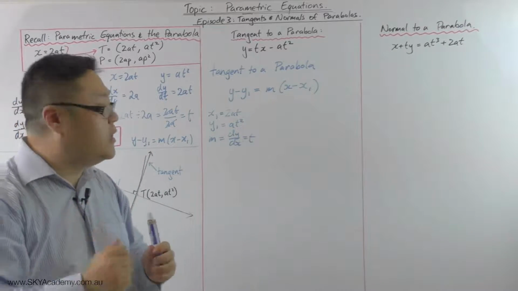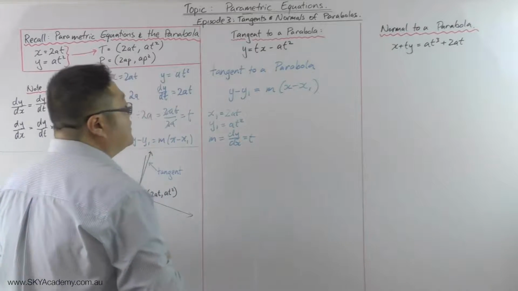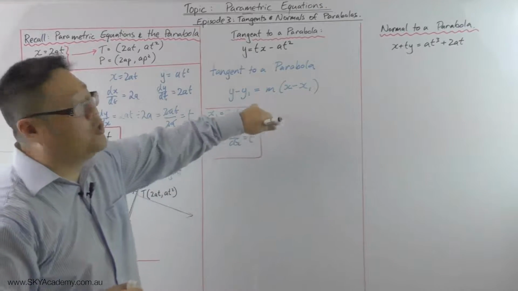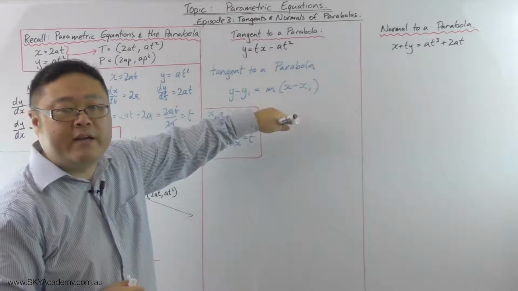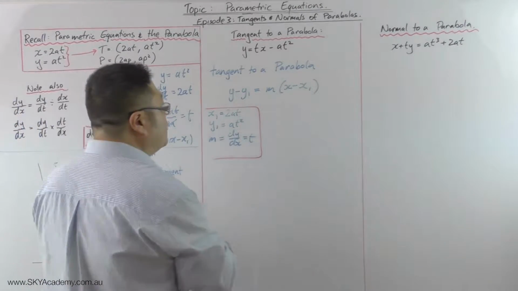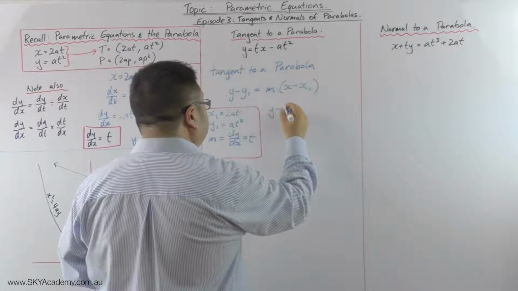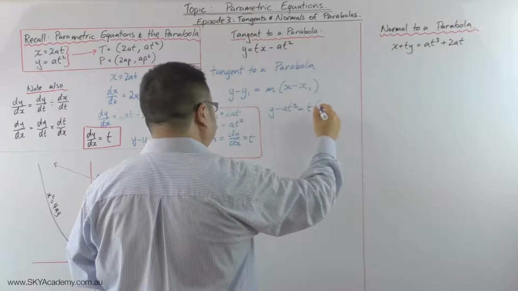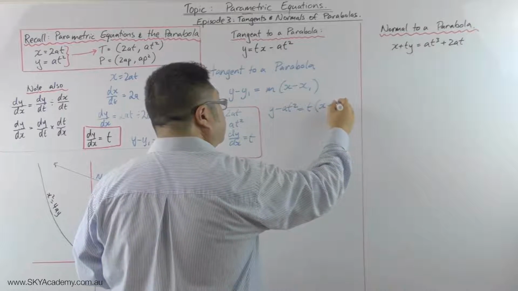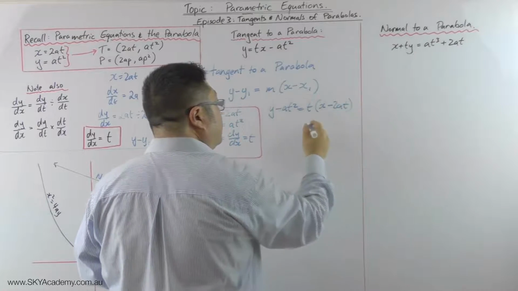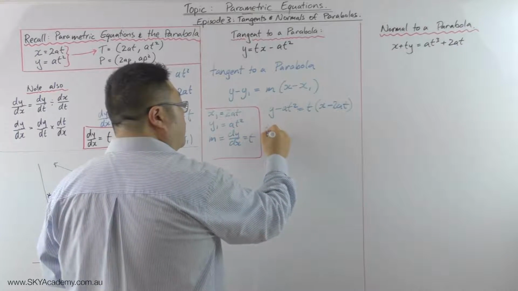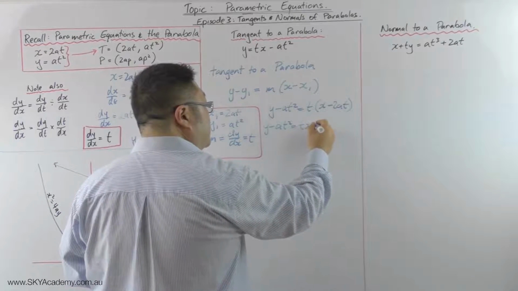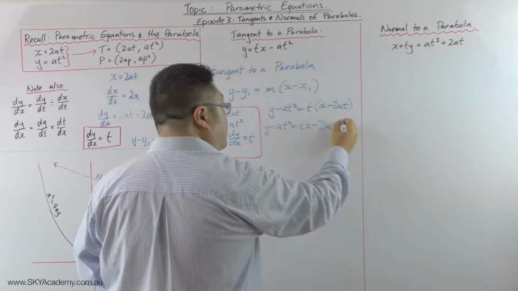All right, cool. So I want you to notice that first off. Okay, we're going to substitute into the point gradient formula, and you should get y minus at squared equals t outside of x minus 2at. Yep. Simplify that down: y minus at squared equals tx minus 2at squared.